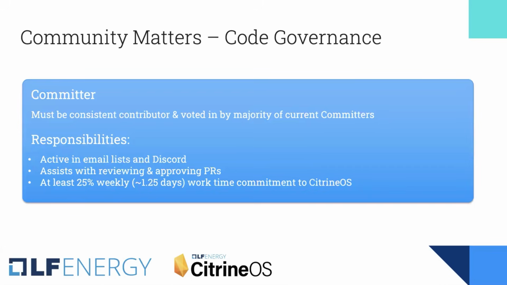The next role is committers. Committers do get the ability to directly influence the future of the project, but they do have a list of responsibilities that they need to satisfy in order to be a committer. They must be active in email lists and Discord. They must assist with reviewing PRs, and at least 25% of their hours must be directed towards the project. They must also be voted in by a majority of the current committers.